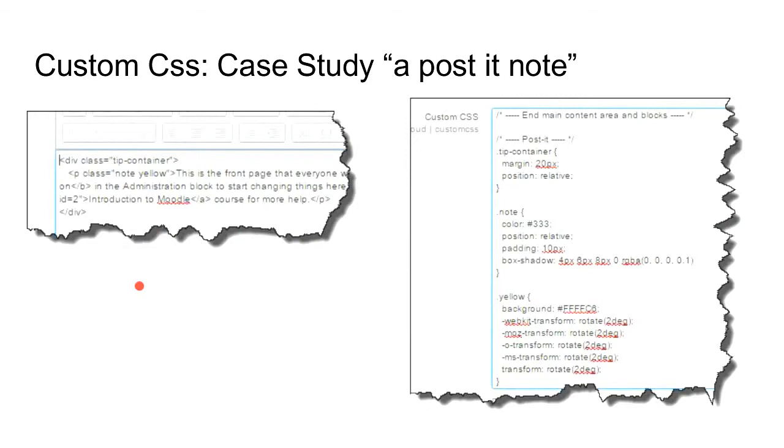Thank you, Guido, that's good. And another one is class equals note yellow. And then on the right-hand side, you'll see in the custom CSS for the Moodle Cloud theme, they actually have some CSS there for yellow and note and tip container. And that is making this post-it note. So I have actually gone and implemented this post-it note on other themes and other sites for fun, and also to demonstrate this thing here, just simply by copying these CSS styles and making a similar style block.